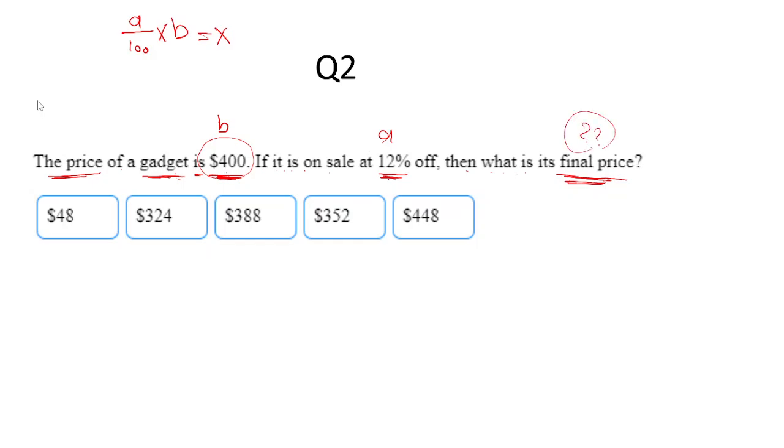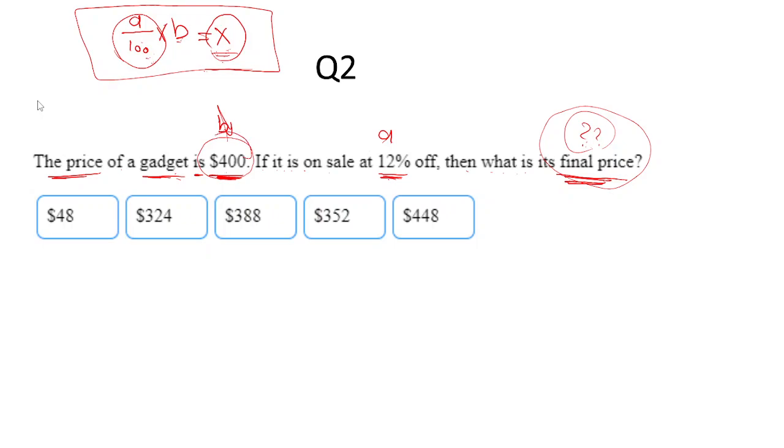Final price. As we explained before, this equation gives the value of the percentage of the whole amount. It's not the final price. So once I get this value, which is the amount of the discount, I have to subtract this value from the full amount, the full price or the base amount. I will get the final price. How it goes, let's see.